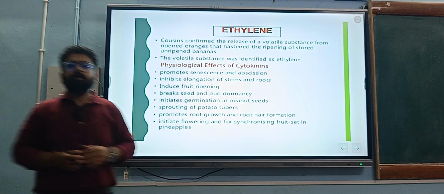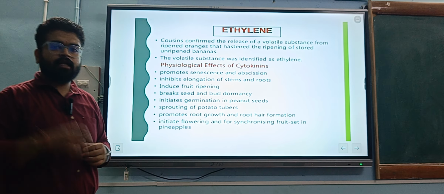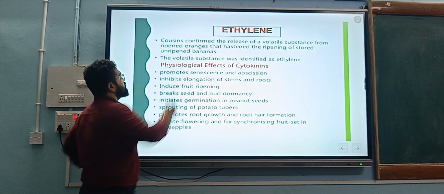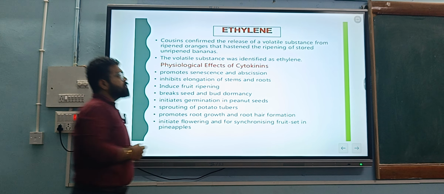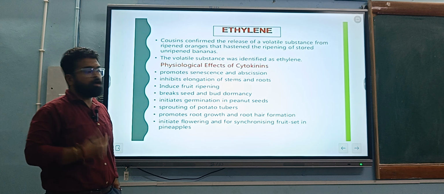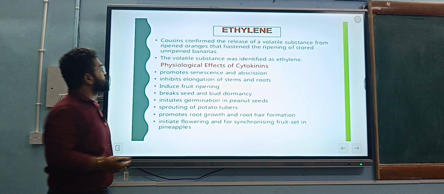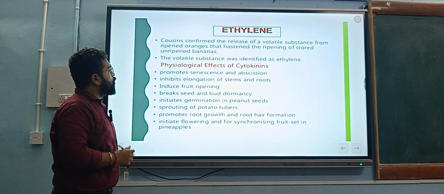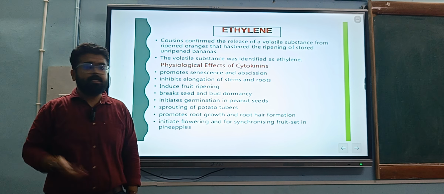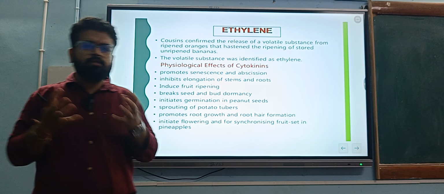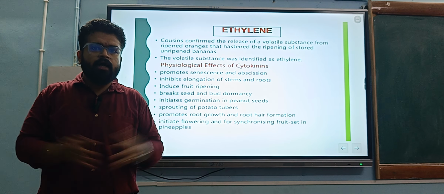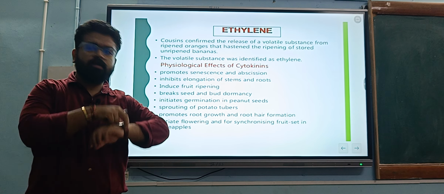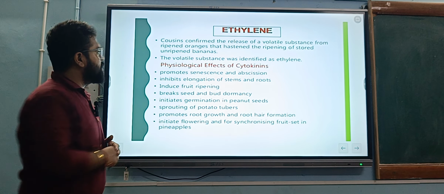After learning the growth promoters, we will deal with the growth regulator ethylene. It was confirmed that release of a volatile substance from ripened orange hastened the ripening of stored unripened banana. The volatile substance was identified as ethylene. He kept those oranges in a banana room where bananas were stored, and the bananas ripened faster as compared to a normal day. So they confirmed it as ethylene.